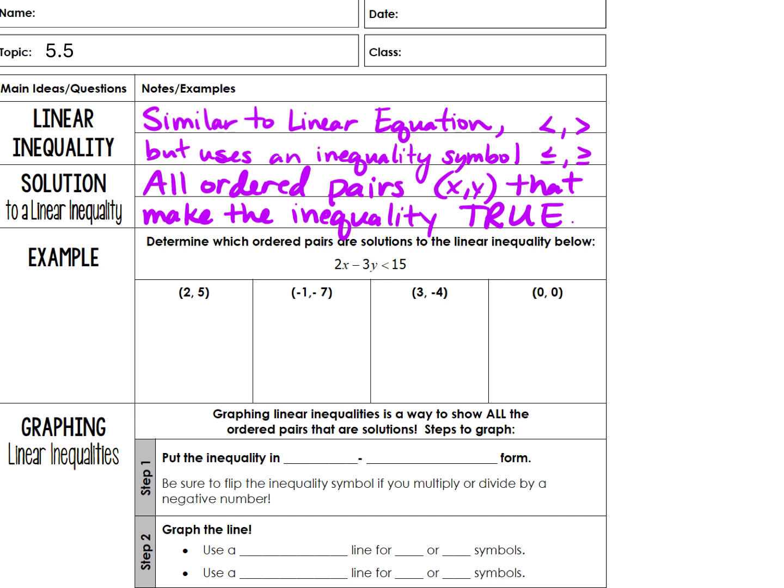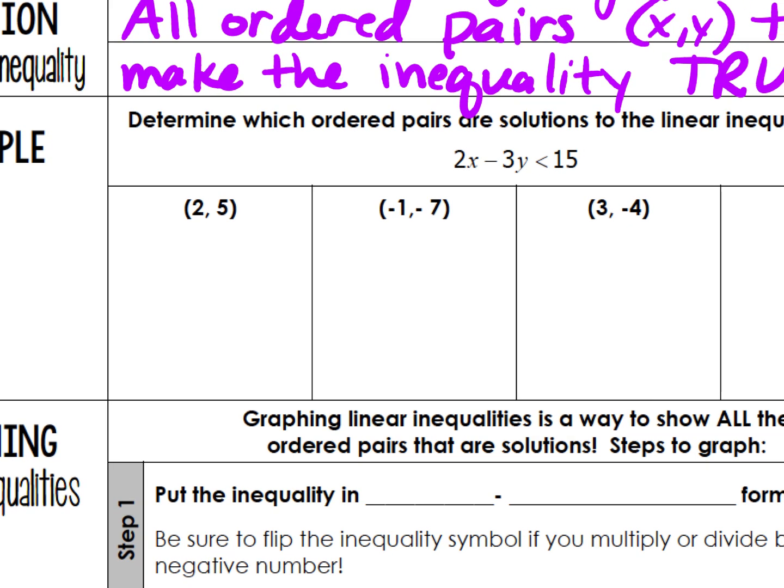Okay, so look just below that. It says determine which ordered pairs are solutions to the linear inequality below. So basically what they're asking is, is (2, 5) a solution to that inequality? Does anyone have an idea of how we might be able to tell if it is? What does the 2 represent right now? X. What does the 5 represent? Y.